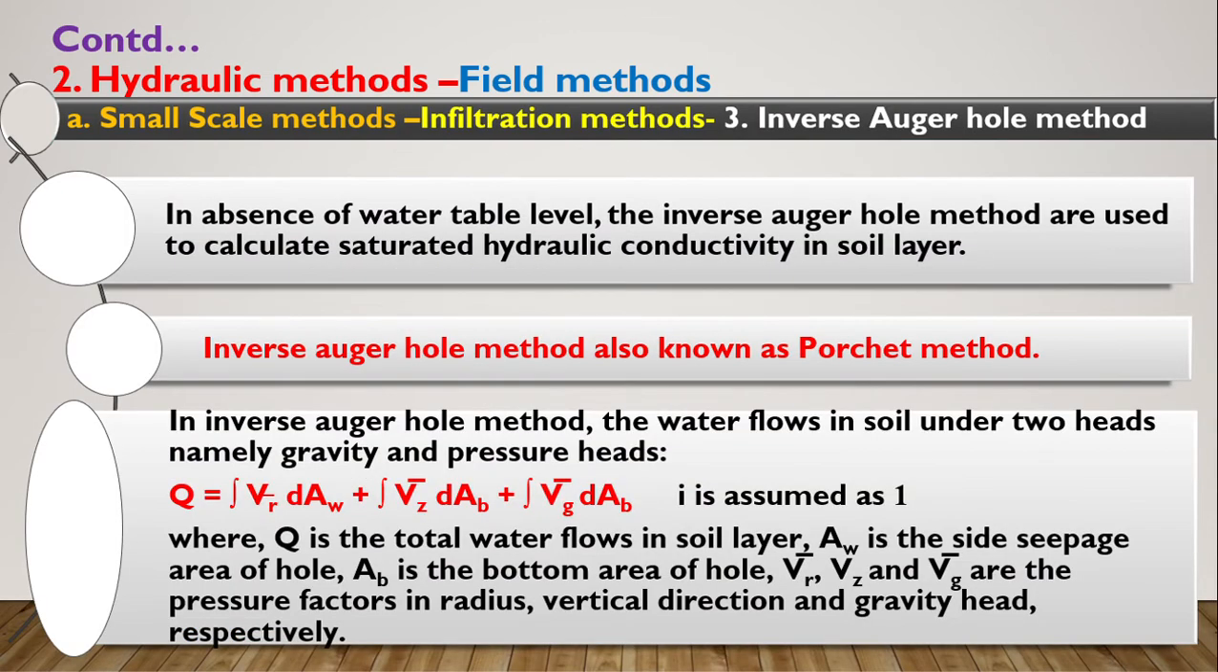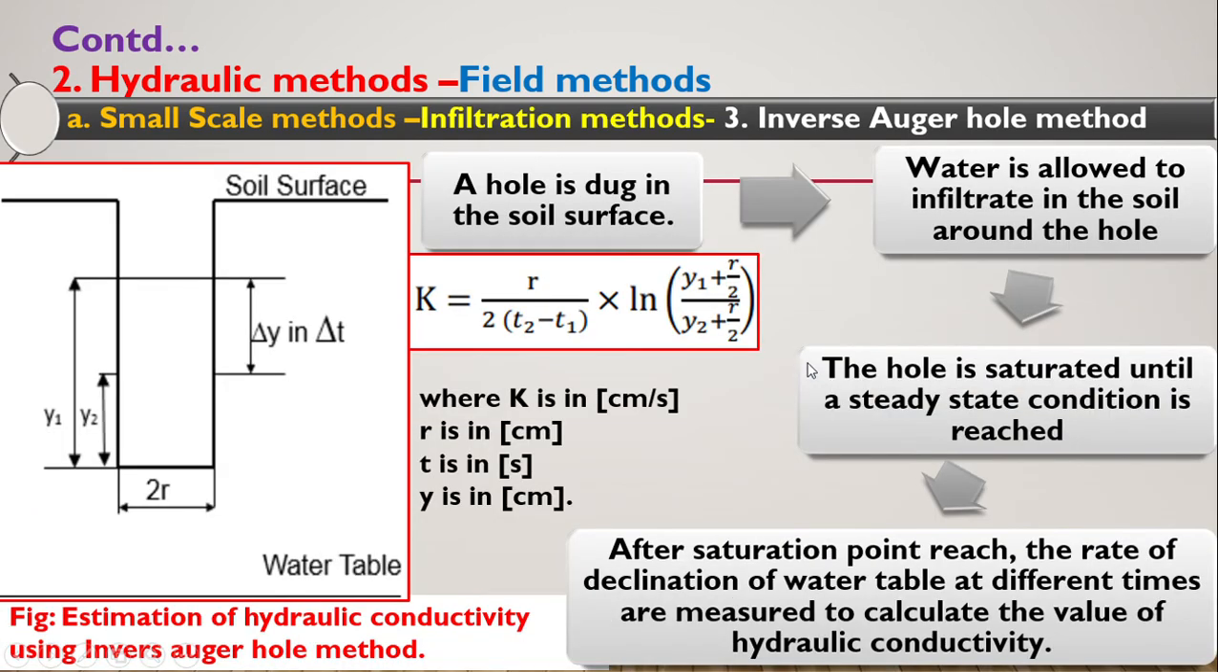And another, the third method, is the inverse auger hole method. This is an unsteady state method. It is otherwise known as the Porchet method. So why is it known as an unsteady state method? This is the procedure. We can see what is the difference between these methods and the other two methods. A hole is dug in the soil surface.